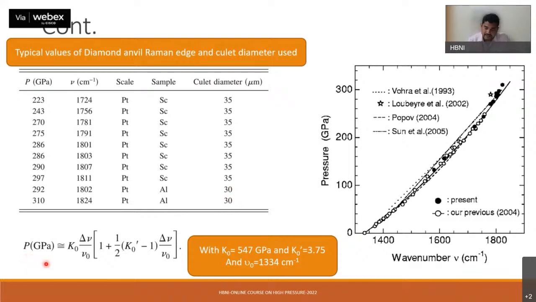So what they have fitted in this, the best fit is this equation. By this equation, and by knowing the value of K0 as 547 GPa and K0 dash as 3.75, you can really determine the pressure if you can measure the Raman lines in the higher pressure range.